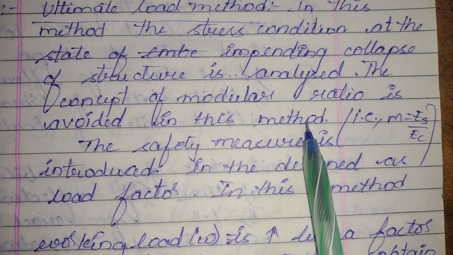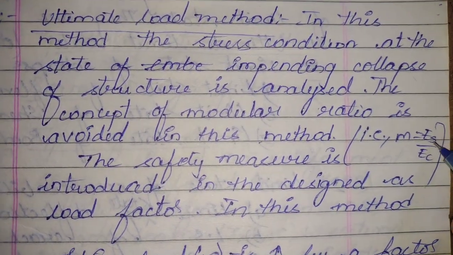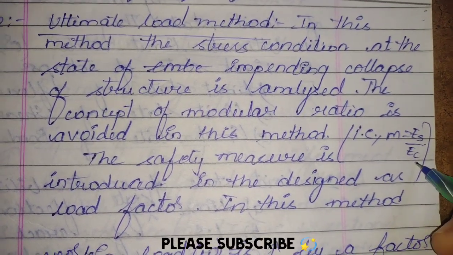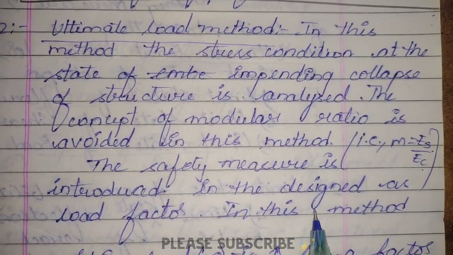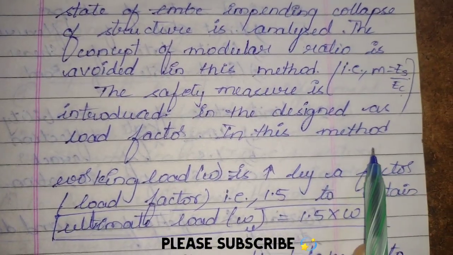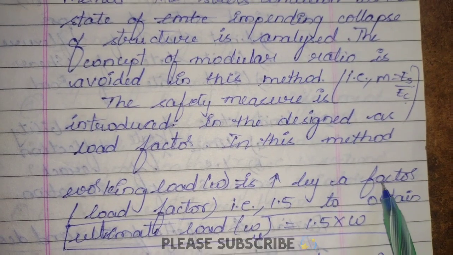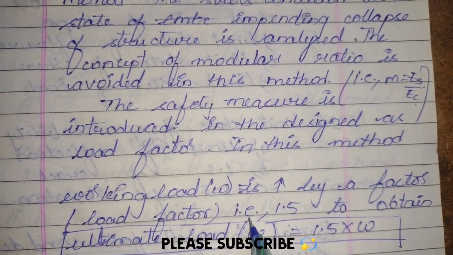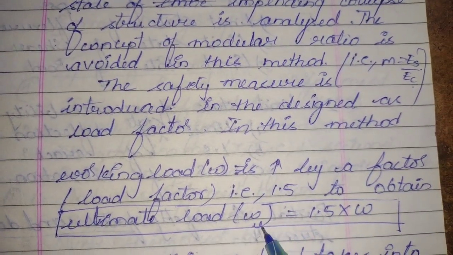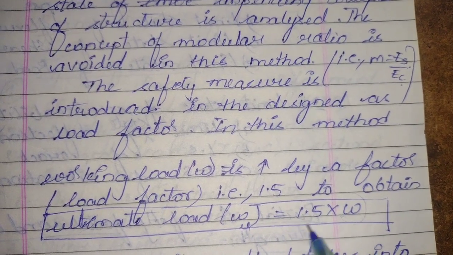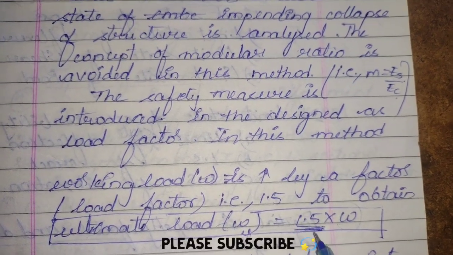The concept of modular ratio is avoided in this method. We know the modular ratio is nothing but the ratio of the modulus of elasticity of steel to the modulus of elasticity of concrete. So here we are avoiding that concept. The safety measure is introduced in the design as a load factor. The working load is increased by a factor called the load factor, that is 1.5, to obtain the ultimate load. So we get the ultimate load by multiplying the working load with some factor. This factor is the load factor. Generally we take it as 1.5.